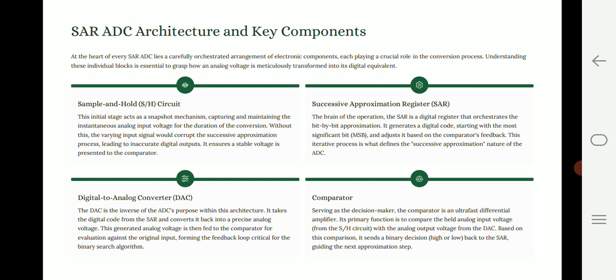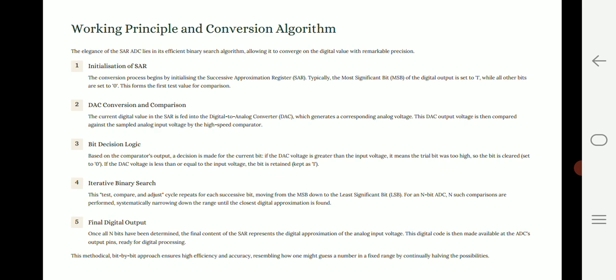And coming to the comparator, it serves as the decision maker. The comparator is an ultra fast differential amplifier. Its primary function is to compare the held analog input from the S/H circuit with the analog output voltage from the DAC. Based on this comparison, it sends a binary decision, high or low, back to the SAR, guiding the next approximation step. So there is a working principle and conversion algorithm.